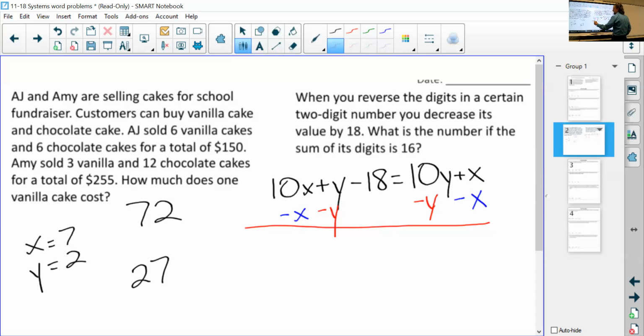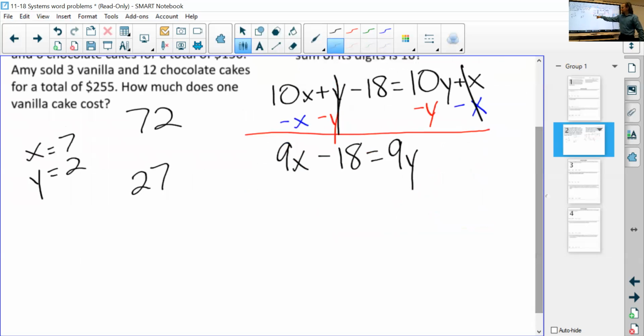So that gives us 10x minus x is 9x. These y's will cancel out. Minus 18 stays. 10y minus y is 9y, and the x cancel out. Okay? The reason why we do this is if we look, now we have 9, negative 18, and 9. Those are all multiples of 9. That's not on accident. That's how this works, right?